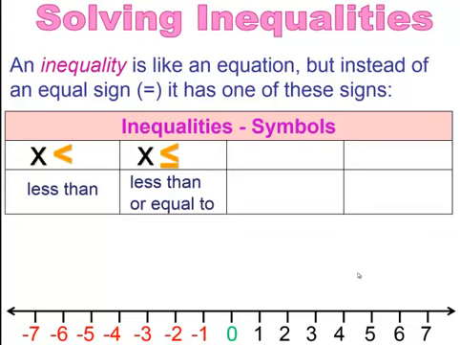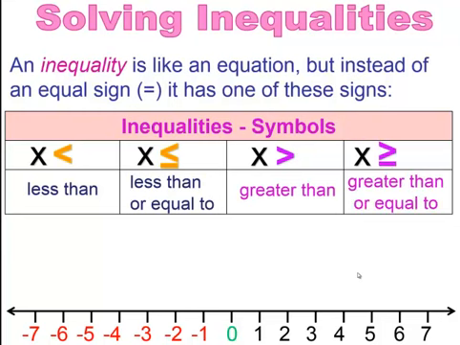If it has a line underneath it, it also means it's less than and equal to the number. So it can also include the number it's less than. And then we have the greater than or the greater than or equal to symbol. So when we have an X on the left-hand side and we have a symbol pointing to the right, that is the greater than symbol, and if there's a line underneath it, it's greater than and also equal to. So these are our inequality symbols.